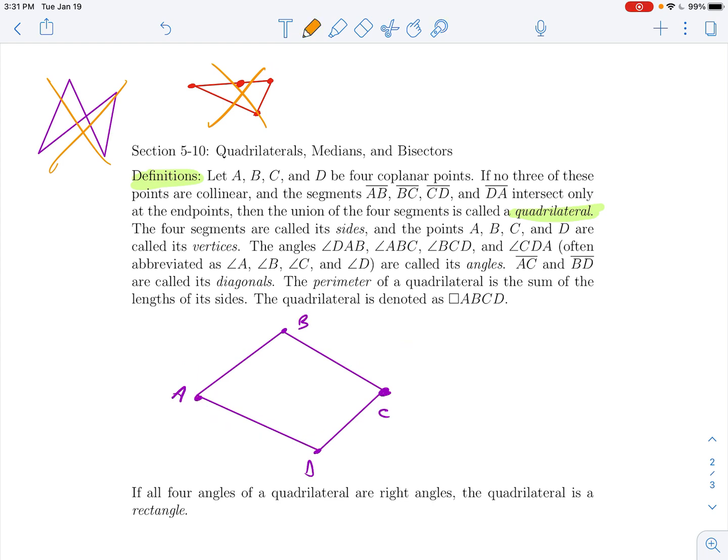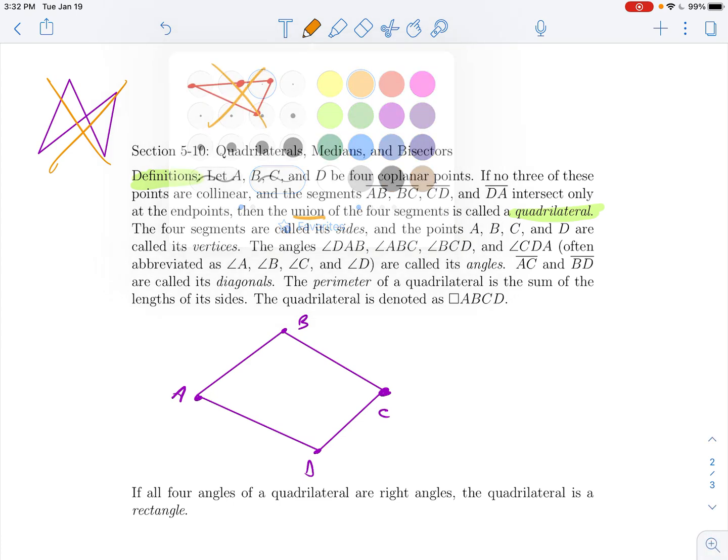If I take the union of the 4 segments, that's a quadrilateral. So the purple stuff is the quadrilateral. Technically, this stuff in the middle we would call the interior of the quadrilateral, but it's not actually the quadrilateral. The segments are called the sides. The points are called the vertices. The angles are called the angles. All of that's pretty clear.